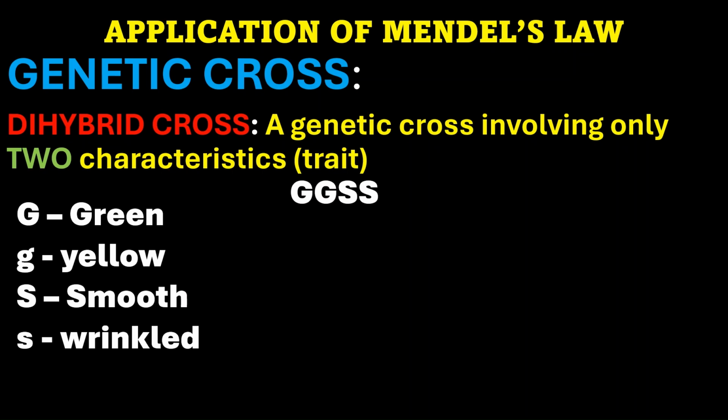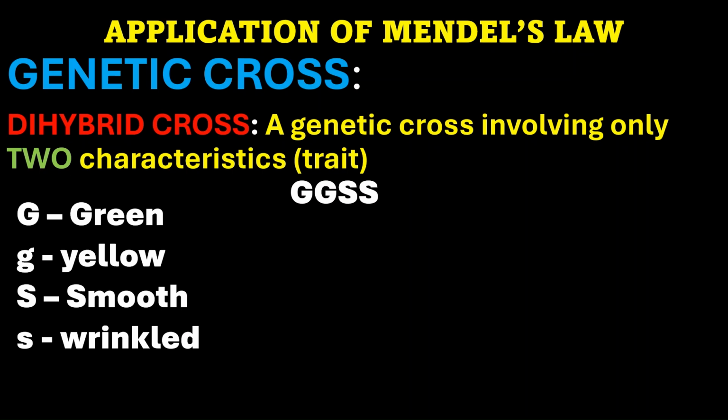And as you can see, we are looking at dihybrid cross, which involves two characteristics or two phenotypes or traits. And the phenotypes here are color and texture. Color is controlled by the G allele, and texture is controlled by the S allele. Under each allele, some are dominant, some are recessive. So if you have this combination here, it means one G came from the father, one G came from the mother, and then again one S came from the father, one S came from the mother.